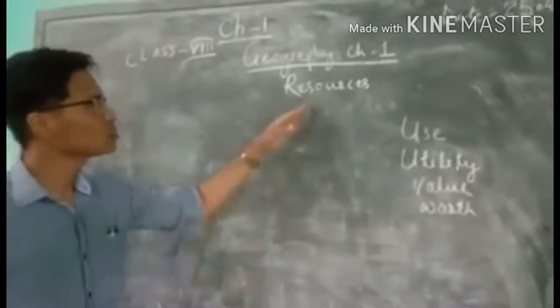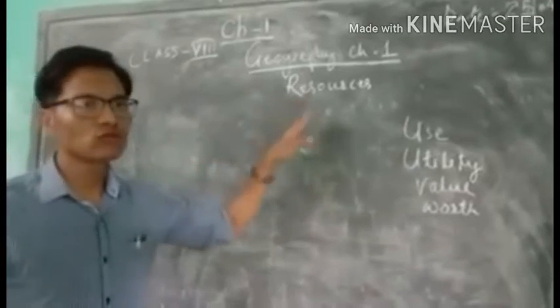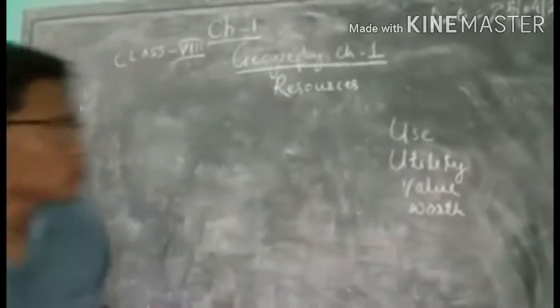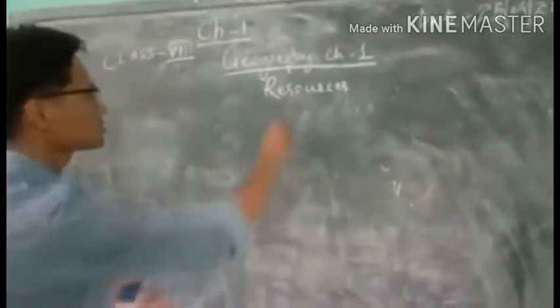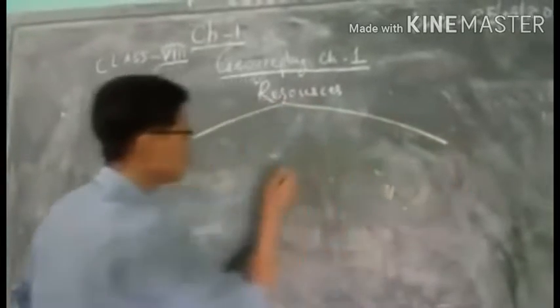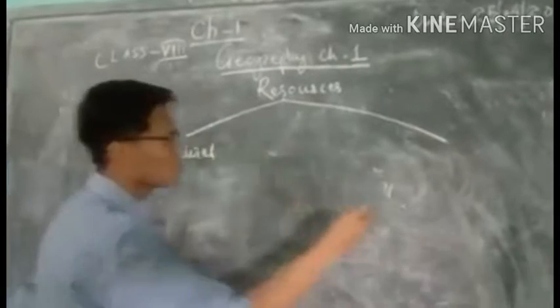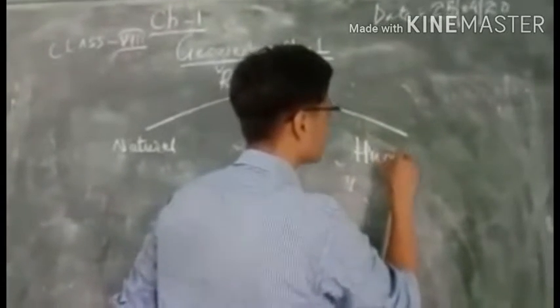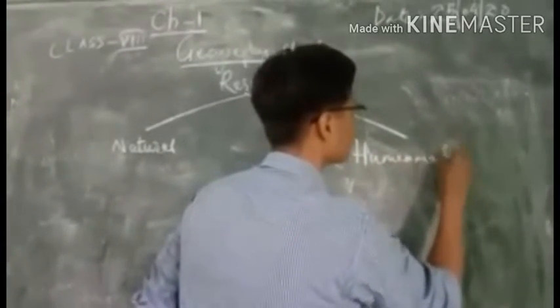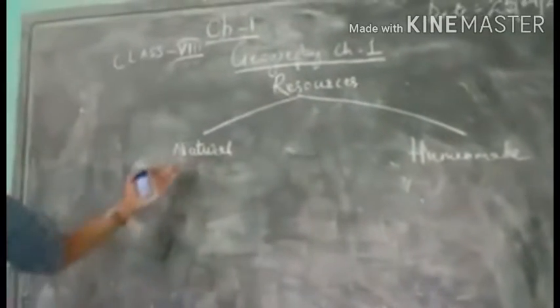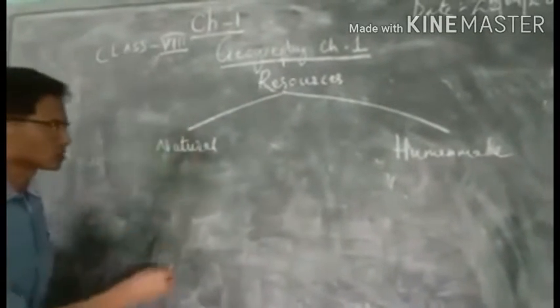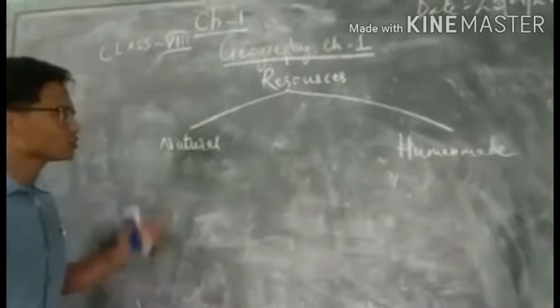Now these resources can be of two types. What are those types? Resources could be either natural or human made. So natural resources, human made resources. What are the natural resources?